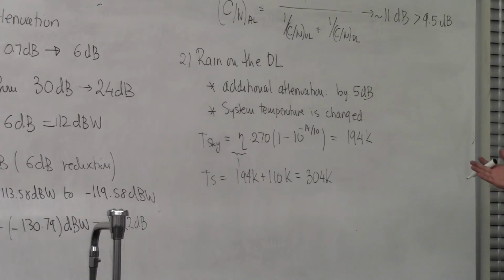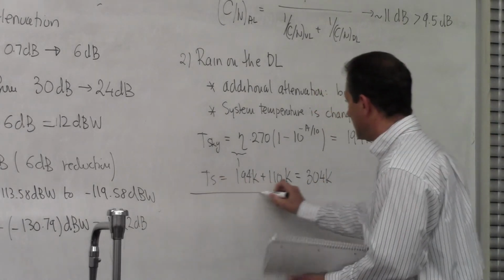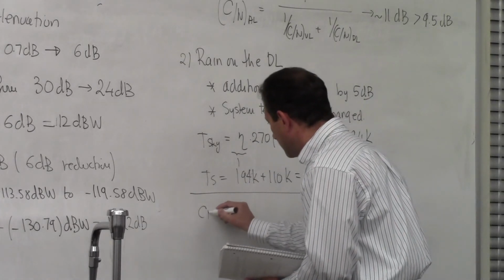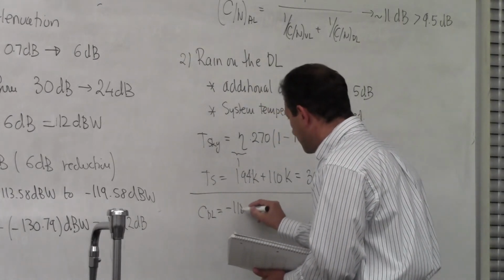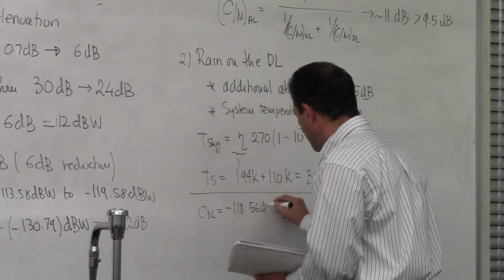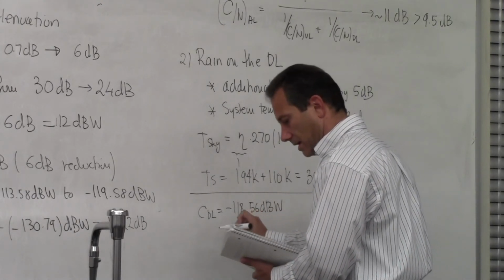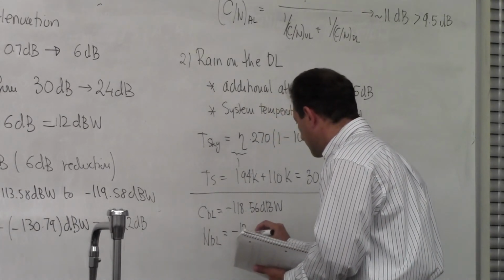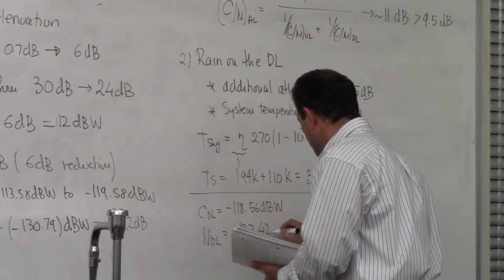So their effects are twofold here, but they're both on the downlink. It will decrease the signal power, and it will also increase the system noise temperature. Now, repeating the same calculations as I had initially, this gives me C on the downlink of minus 118.56 dB watt. And it gives me noise on the downlink now different, which is minus 127.42 dB watt.